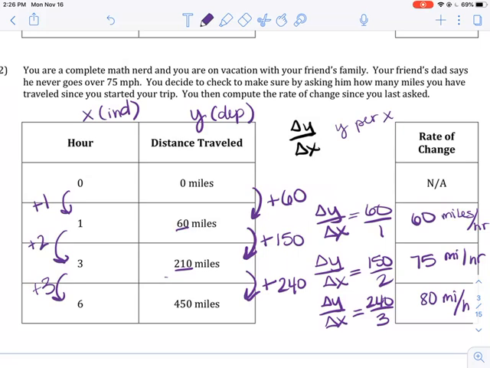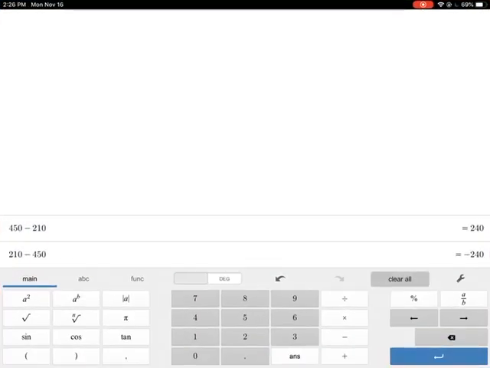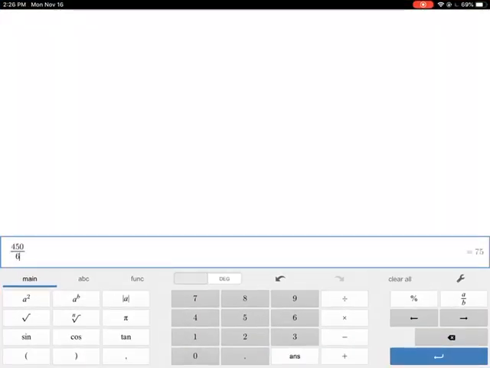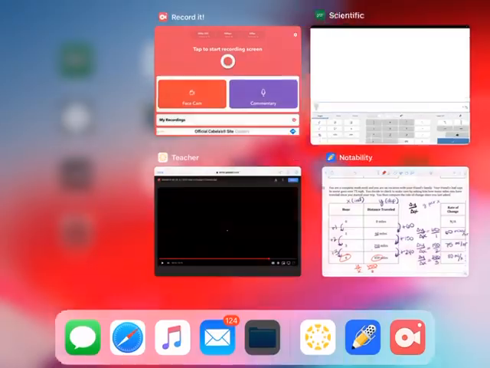Now, let's check with our unit rate. Would we have found out the same information? Let's just go to hour 6, and we're going to put y over x. So we're just going to put 450 over 6. When I divide 450 by 6, I get 75 miles per hour.